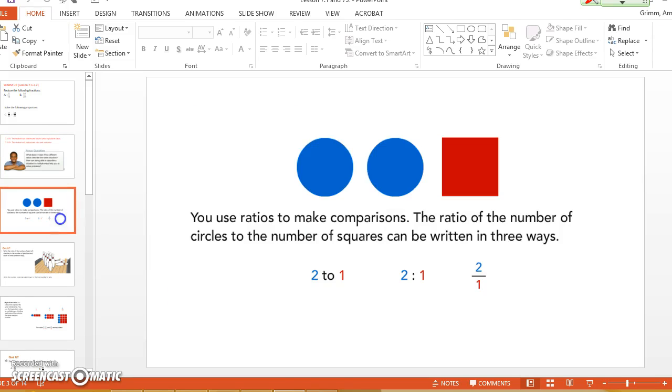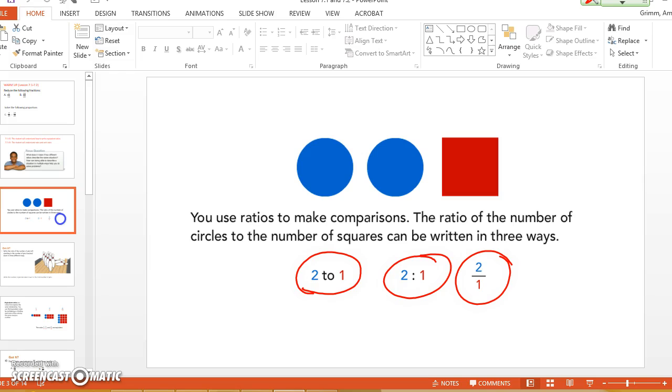Okay, so first of all, I just want you to understand that you can write equivalent ratios 3 different ways, just depending on how and what you're looking at. So it says you can use ratios to make comparisons. You can write the word "to" and say it's 2 to 1. You can actually put in a colon and say 2:1. You're still saying the word "to". Or you can say 2 over 1 in a fraction, which is still 2 to 1. So those are the 3 different ways.